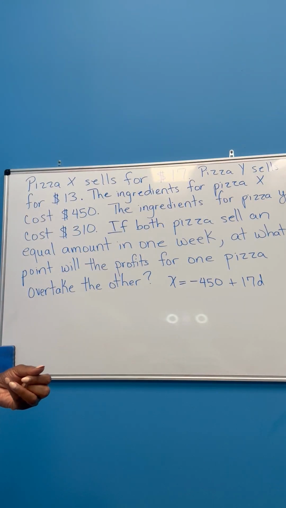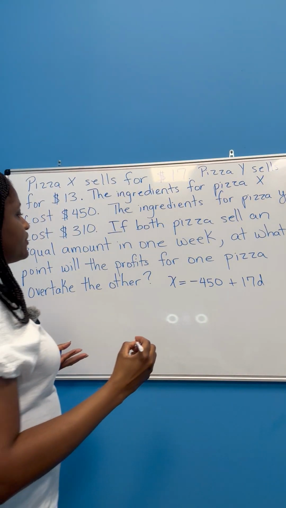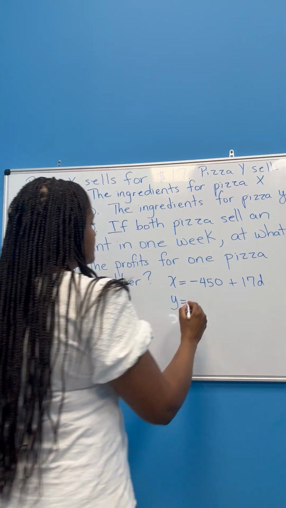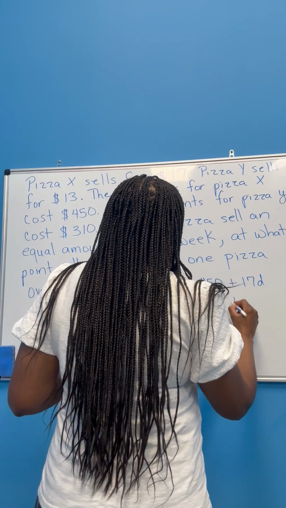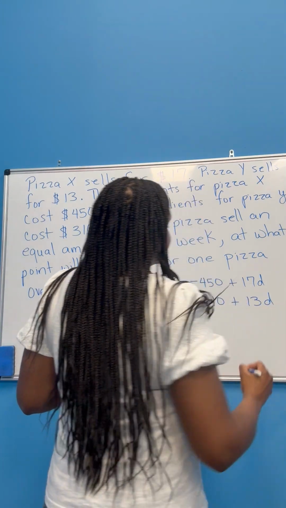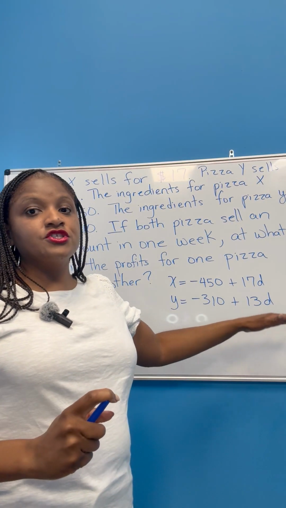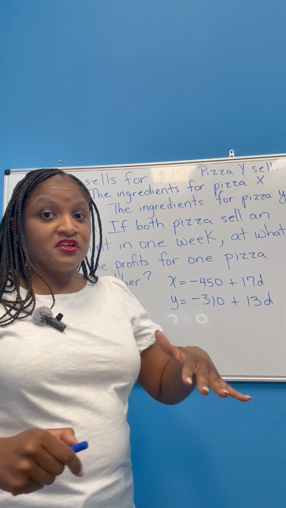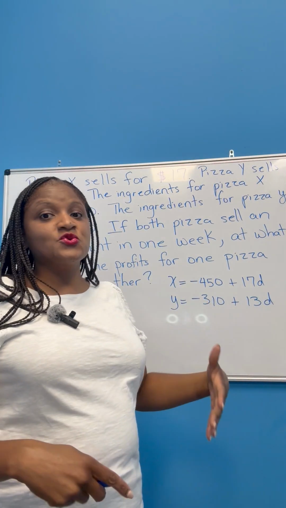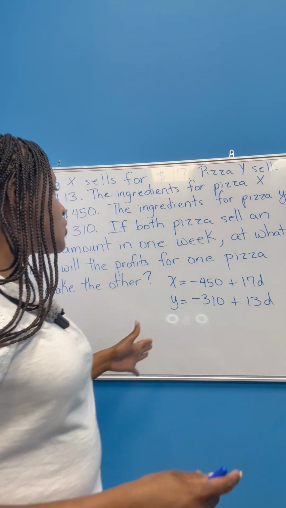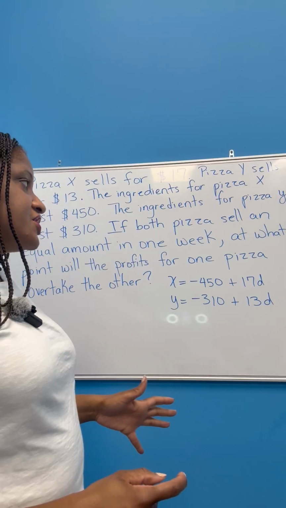Now, pizza Y, your cost is negative $310. And you're going to sell that for $13 each. So the amount of money you make is not necessarily going to be your profit. It's not going to be your profit because you have to take into account your cost when you think about profit. So this is a system of equations.